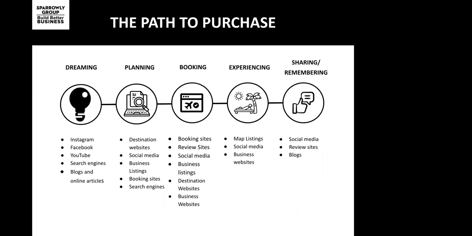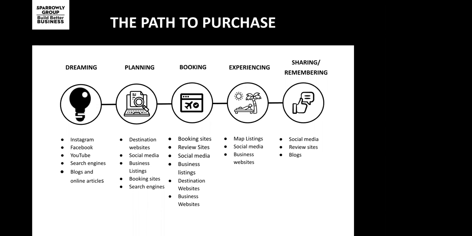The first stage is dreaming. We're all dreamers, always thinking about places we want to go, things to do with our kids or our family, new experiences to have, things that we want to learn, or our next amazing escape. Online, in this stage, consumers are using social media, often Instagram and Facebook, for inspiration for travel destinations and experiences. They also use search engines and maybe read online articles to gather ideas about where they might want to go and what they want to do.